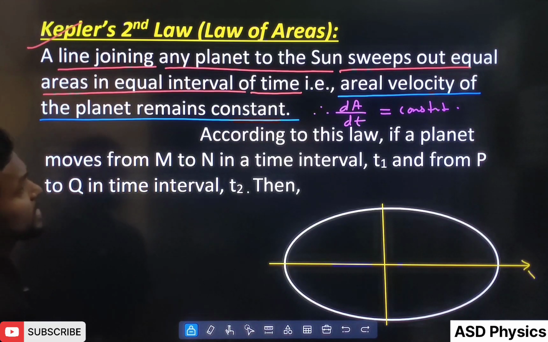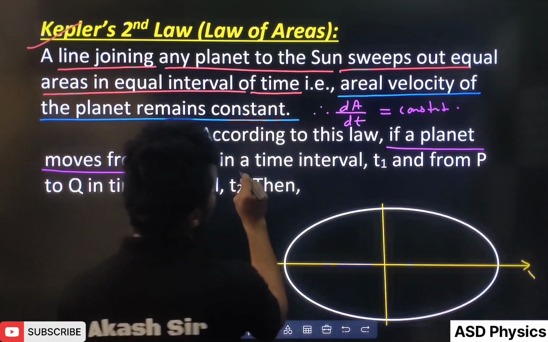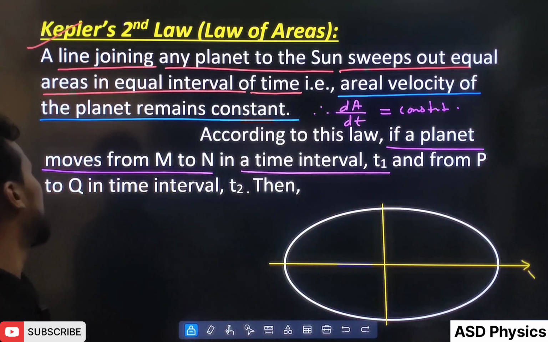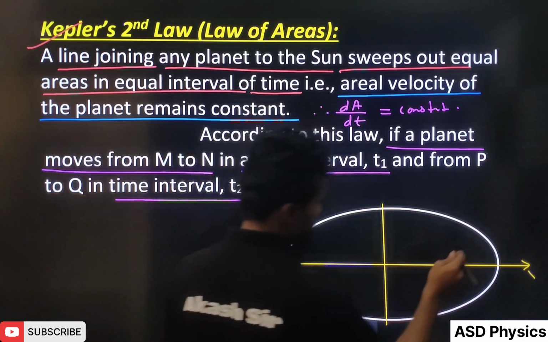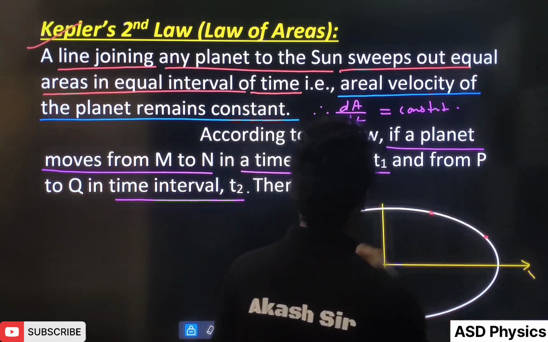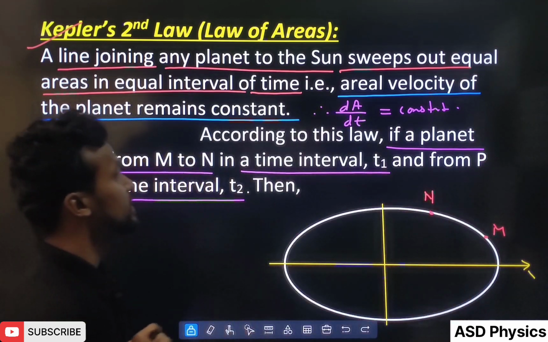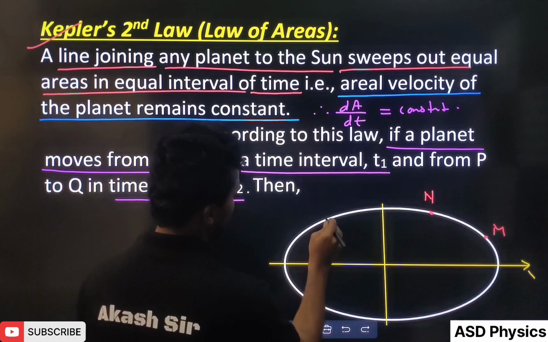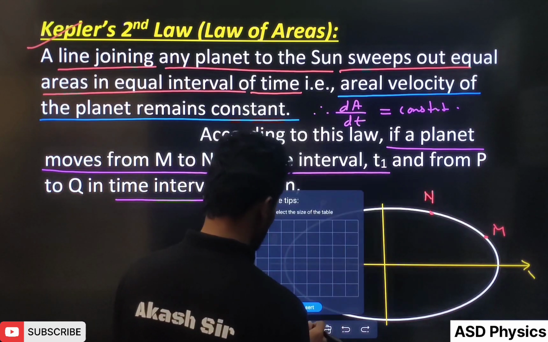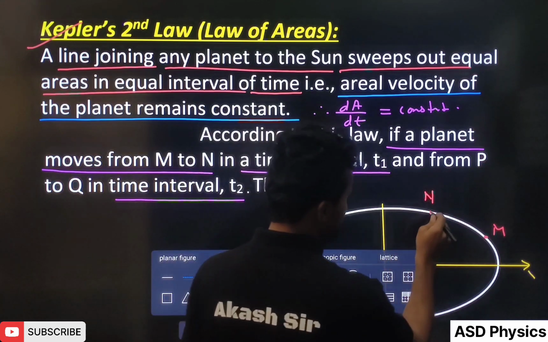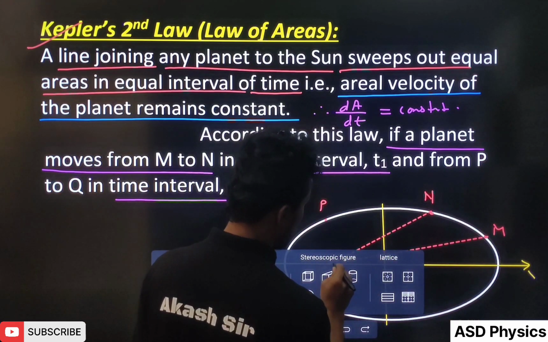See again, according to this law, if a planet moves from M to N in time interval T1 and from P to Q in time interval T2. Let me take the planet here. First, the planet is moving from M to N, and after that it is moving from P to Q. This is P and somewhere this is Q here. The sun will be here at one of the foci.